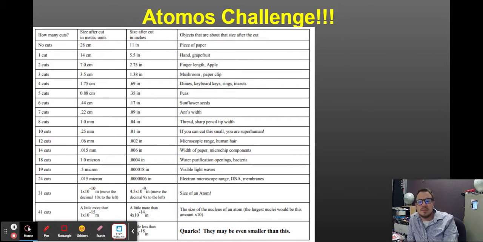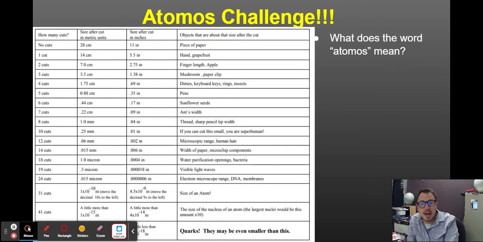Now, if you see here, most of the time, you can get from about 7 to 10 cuts. 10 is really, really small, but you'd have to cut that paper in half 31 times in order to get down to the size of an atom.